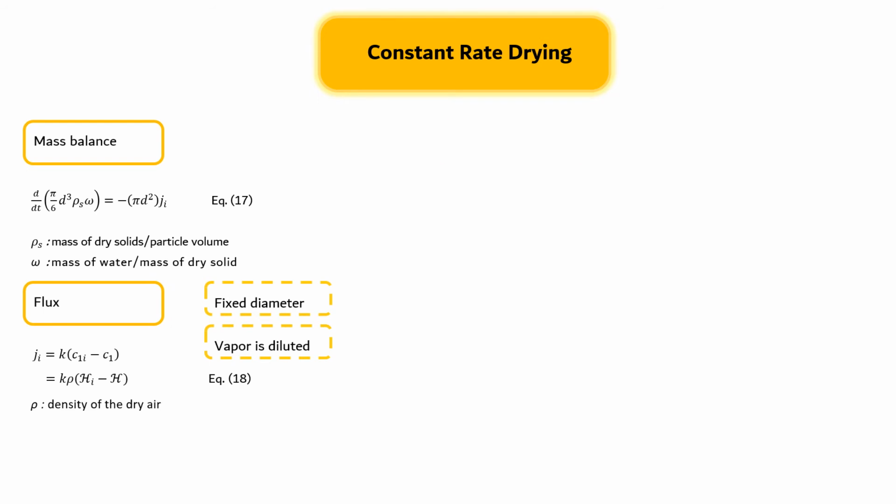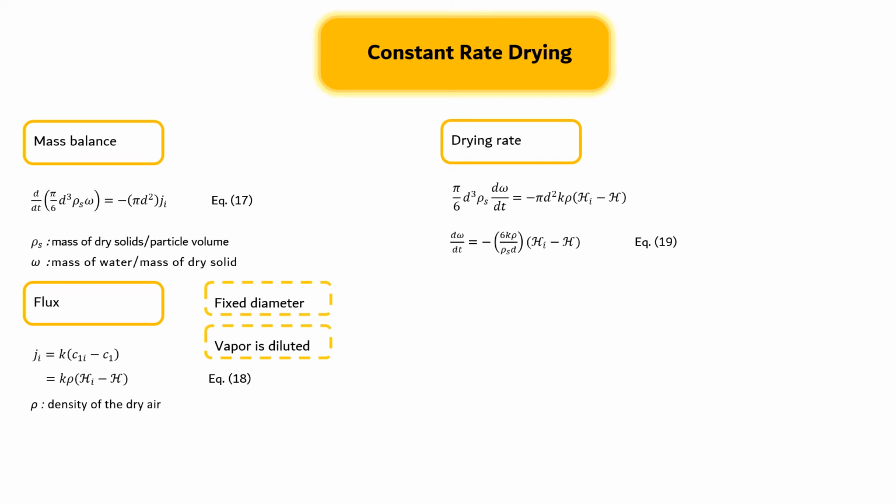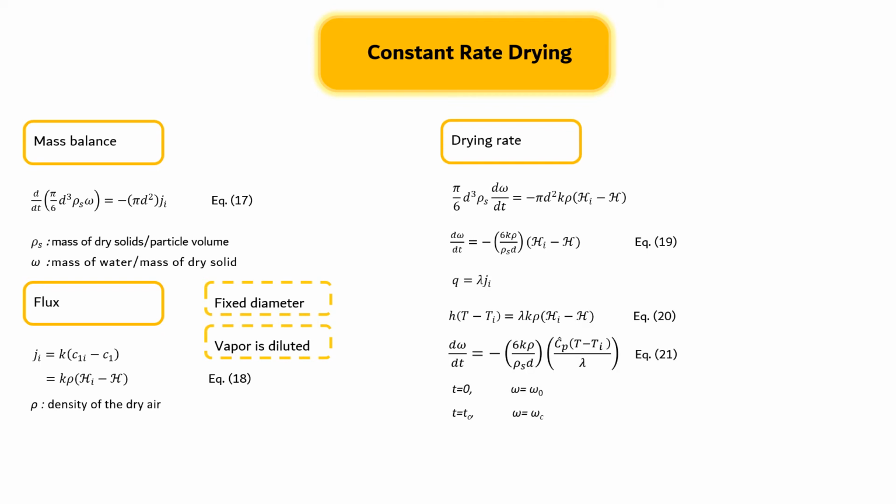The drying rate can be estimated in terms of humidity, as shown in equation 19. Because the drying is adiabatic, the heat conducted from the air to the particle is proportional to the amount of water evaporated, and can be expressed using equation 20 and equation 21. Upon integration of equation 21, the drying time can then be calculated using equation 22.